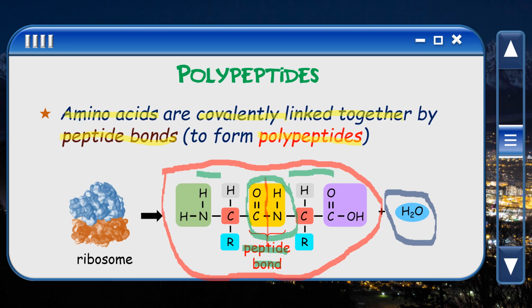This passes through the ribosome. It is where the amino acids are joined together and we form peptide bonds to form a polypeptide.